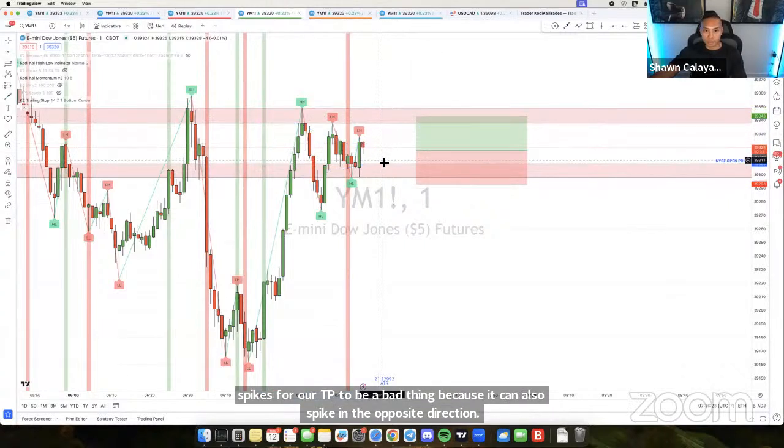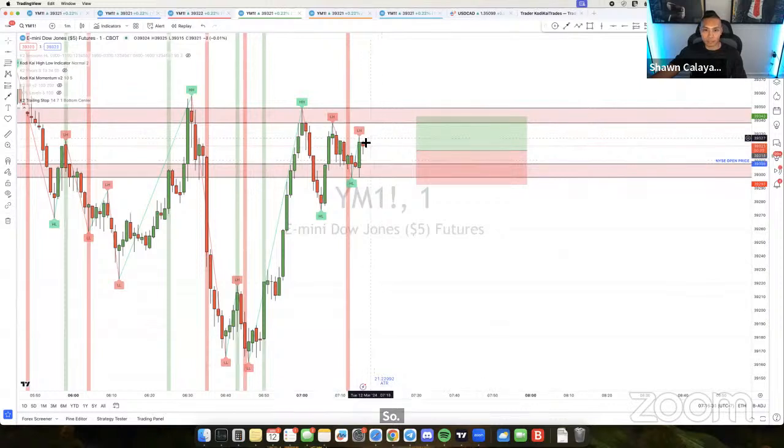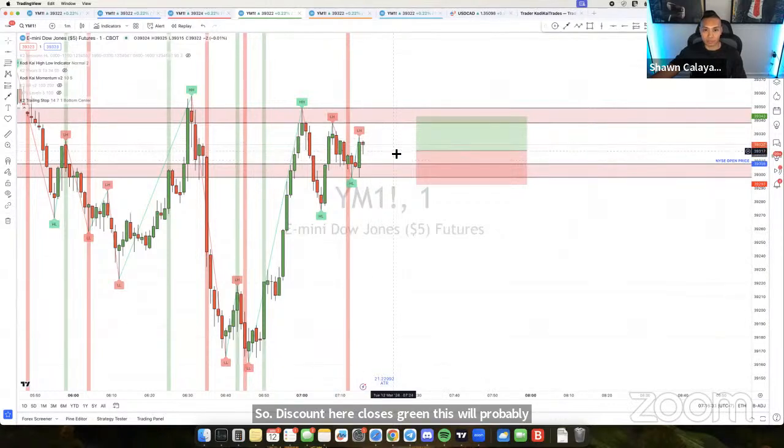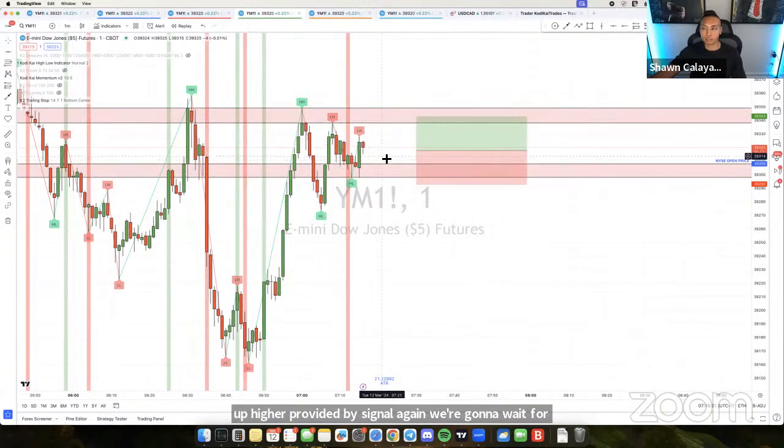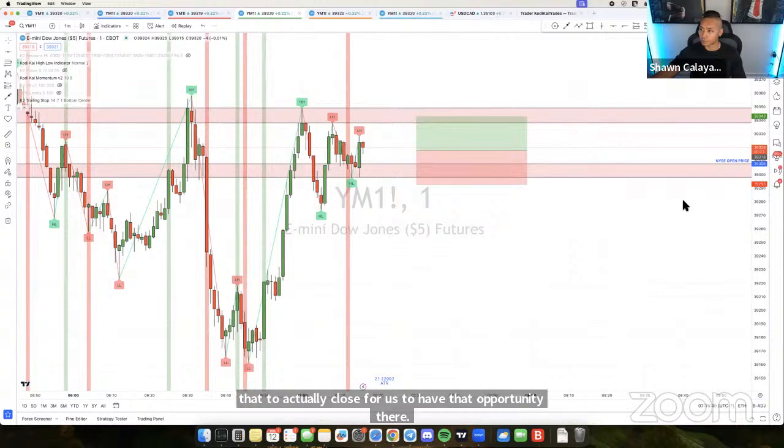So if this candle here closes green, this will probably push it up higher and provide a buy signal. But again, we need to wait for that to actually close for us to have that opportunity there. So see what's going on over here.